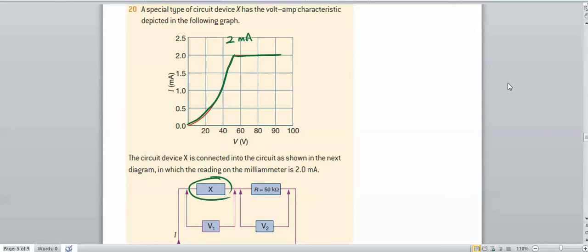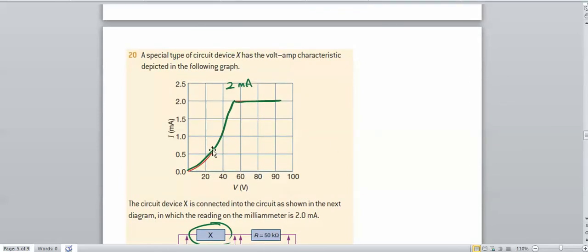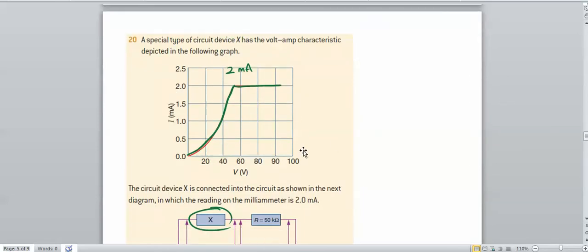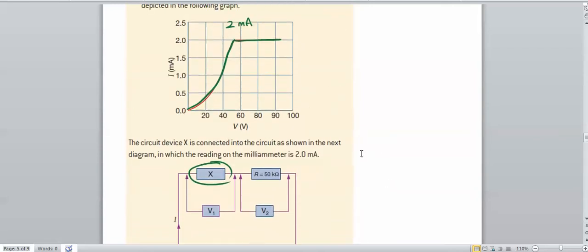Well, I checked the book's answers, and it's basically exactly what I mentioned. First of all, it's non-ohmic, and it's used to reduce the current in the circuit. Part B, describe the resistance of such a device in the voltage range of 60 to 100.